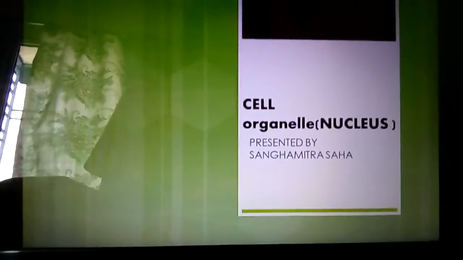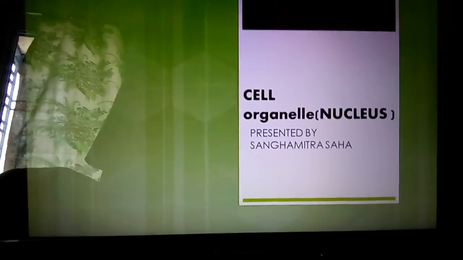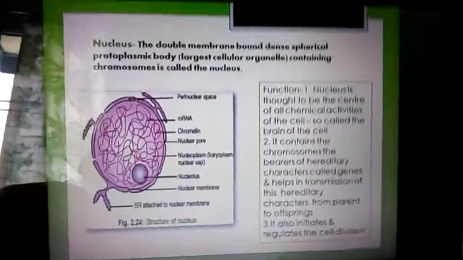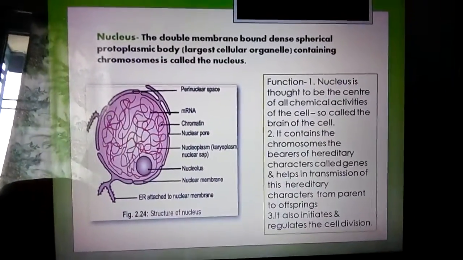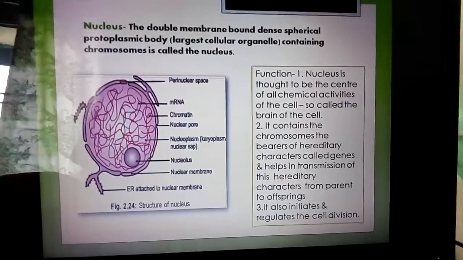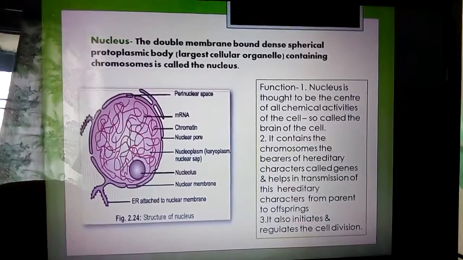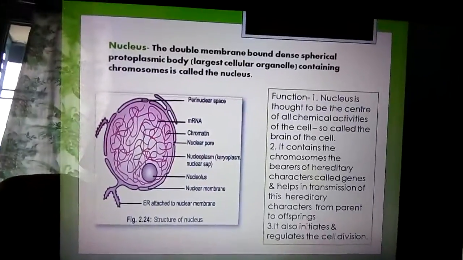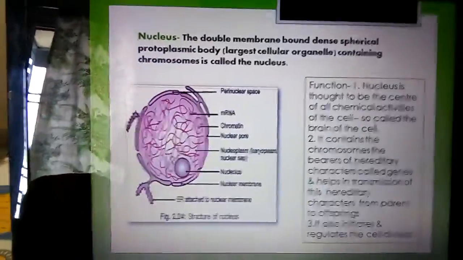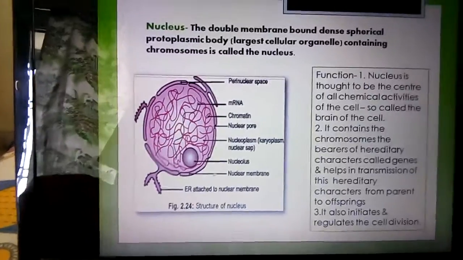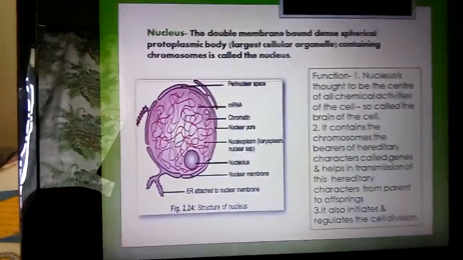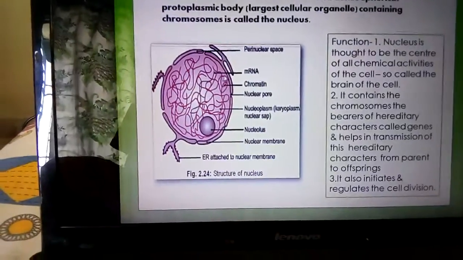Today I am going to explain the cell organelle nucleus. First I will tell you what the nucleus is. The double membrane bound dense spherical protoplasmic body containing chromosomes is called the nucleus. The nucleus is the largest cellular organelle and it is also known as the brain of the cell.